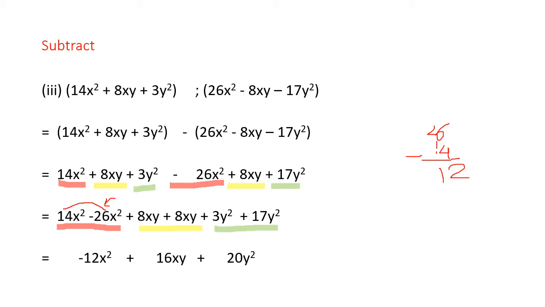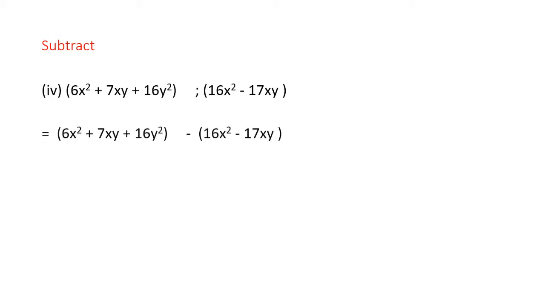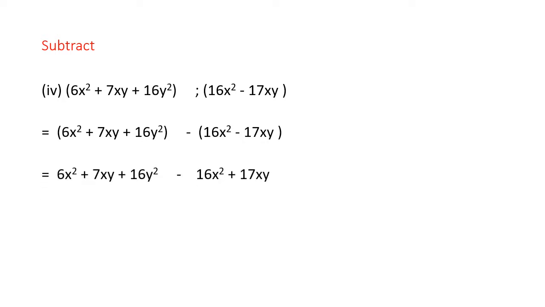Okay, now we'll go to the fourth sum. So we are going to put a minus sign and we are going to open the brackets. So the signs are going to change. We are going to write down the like terms together. So 6x square can be written along with minus 16x square. Similarly, 7xy can be written with plus 17xy, and y square is going to be alone. Okay, so 6x square with minus 16x square is written here, 7xy with plus 17xy is written here, and plus 16y square is at the last.